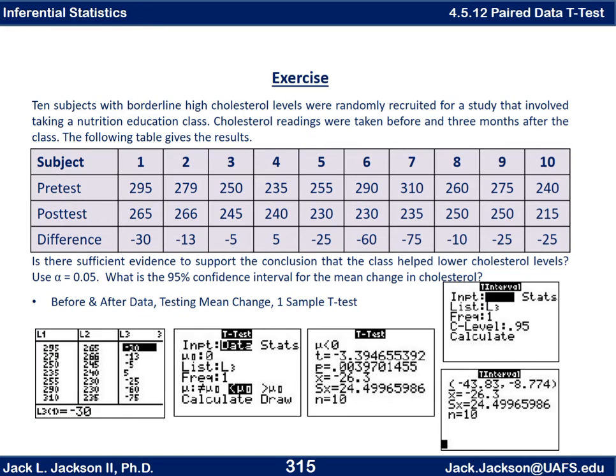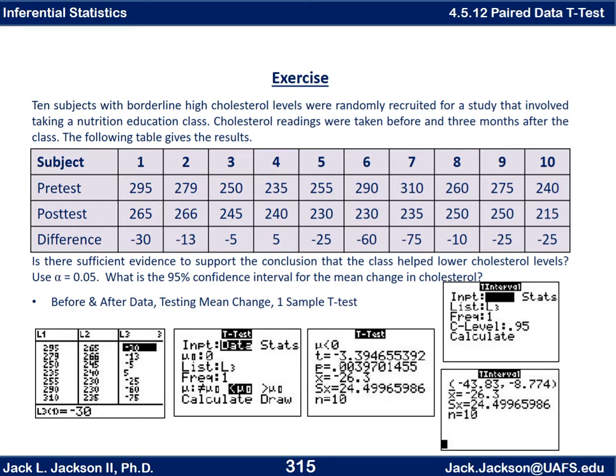Okay, so let's take a look at the answer here. Notice that we're doing before and after data. So this is one sample of ordered pairs, so we find their differences, post-test minus pre-test, and we see that a lot of them are negative, meaning they went down. There's one that went up, but we have some data that's paired like that. Is there sufficient evidence to support the conclusion that they lowered the cholesterol levels?